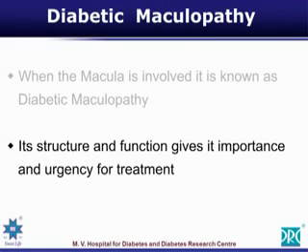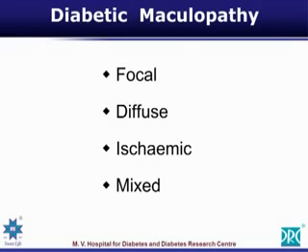When just that pin head of the macula is affected by the retinopathy process, visual acuity drops dramatically. The structure and function of the macula give it its importance and urgency for diagnosis and treatment. Diabetic maculopathy can be distributed in various ways: focal areas, small areas, ischemic areas when the macula undergoes ischemia. When the whole macula undergoes the process, we call it diffuse maculopathy. It can be any mixture of these three.